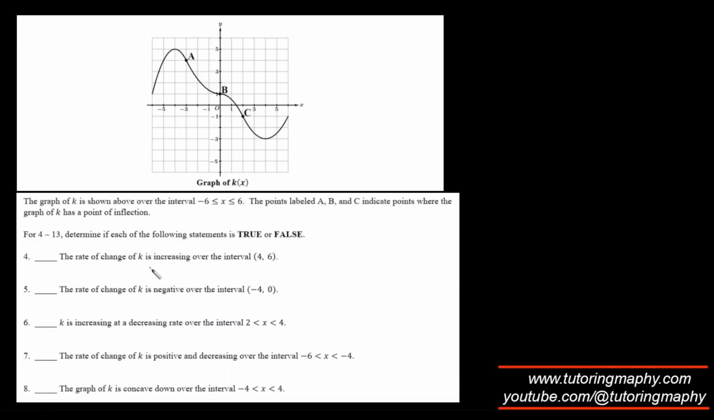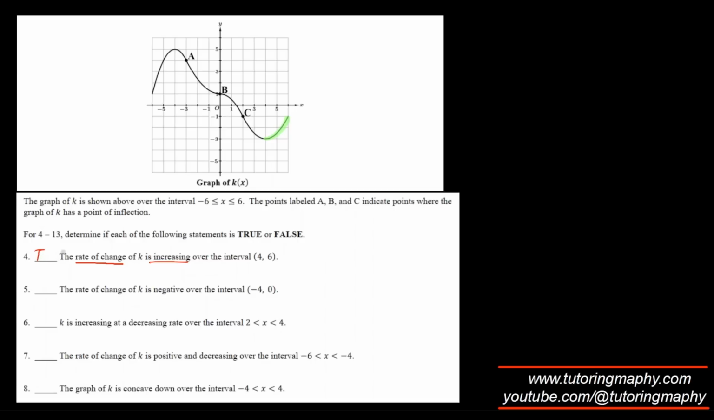The rate of change of k, AROC, is increasing over the interval 4 to 6. So 4 is here and 6 is here. Obviously AROC is increasing, right? The rate of change is increasing when the function is concave up. They are not saying rate of change is positive or negative, they are saying it is increasing. ROC increasing means they are asking whether it is concave up or concave down. So yes, definitely it is concave up. So it is indeed true.